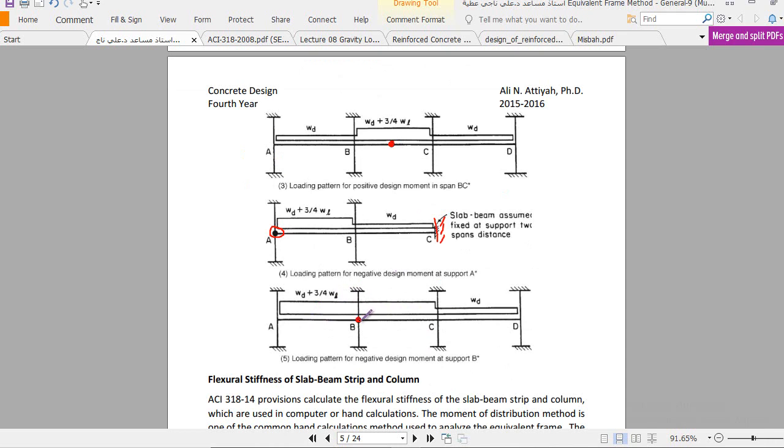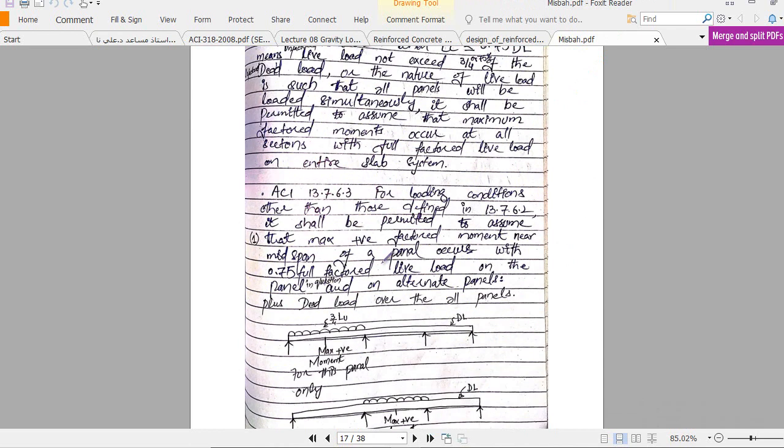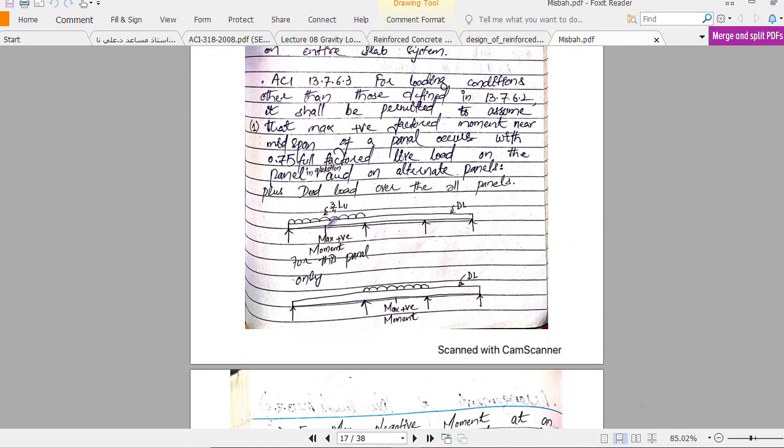Similarly, if you are interested to find your maximum negative moment here, all the two panels should be loaded with full factored dead load plus 3/4 of live load, and this panel should be loaded with dead load only. So you will understand this whole diagram. I did all these analyses for these cases. So okay, and I will explain it. Okay, here you got your maximum positive moment, clear.